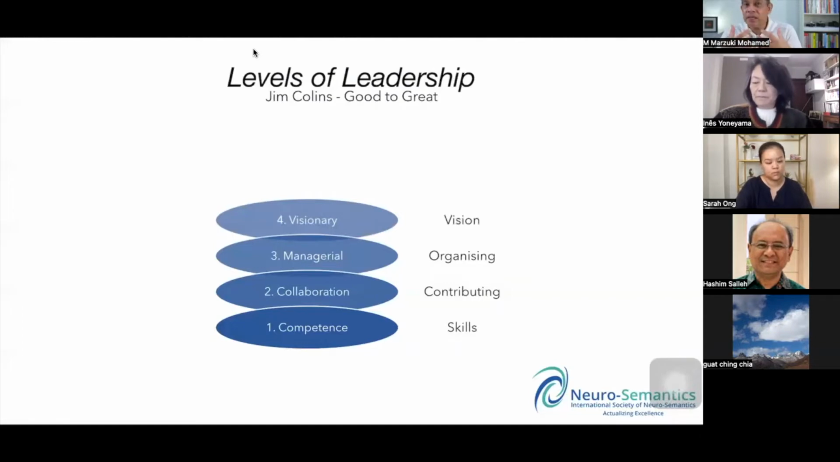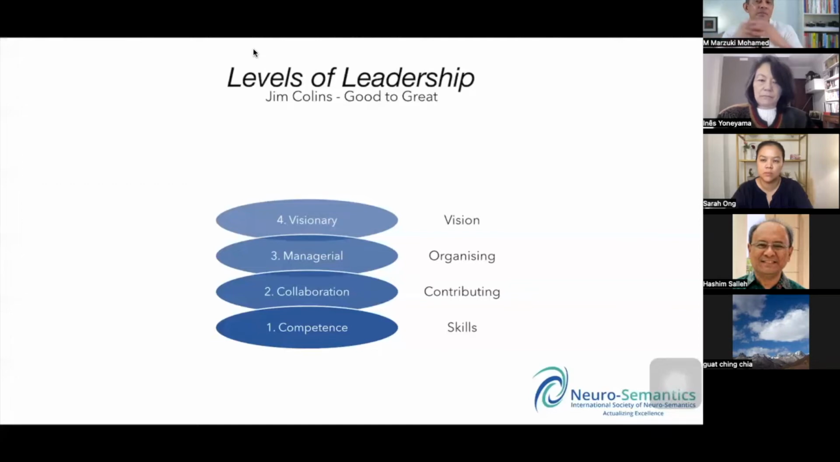And a visionary leader catalyzes commitment and vigorous pursuit of a clear, compelling vision, stimulating higher performance standards. So taking down the organizational KPIs, what is needed to be achieved by the organization, and translating it into behaviors that the team can perform. So it's taking in the vision of the organization, translating into work performance in the team. So this is visionary leadership.